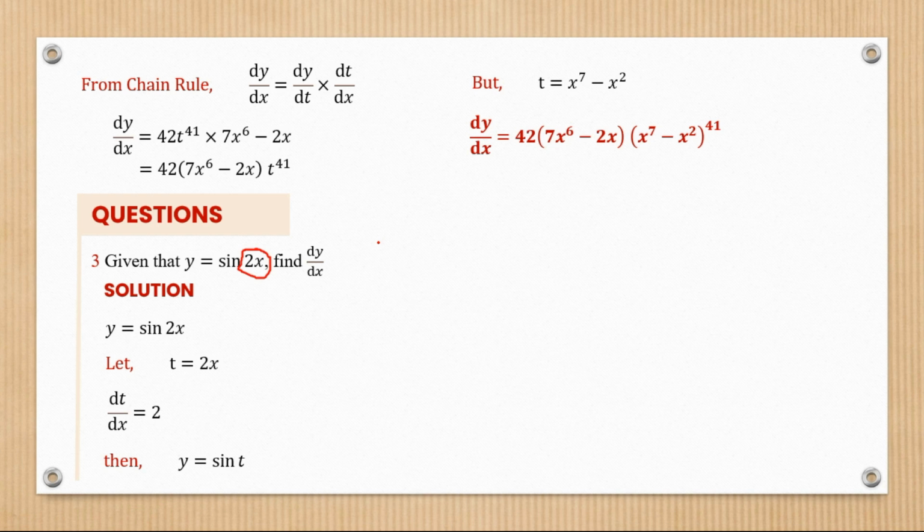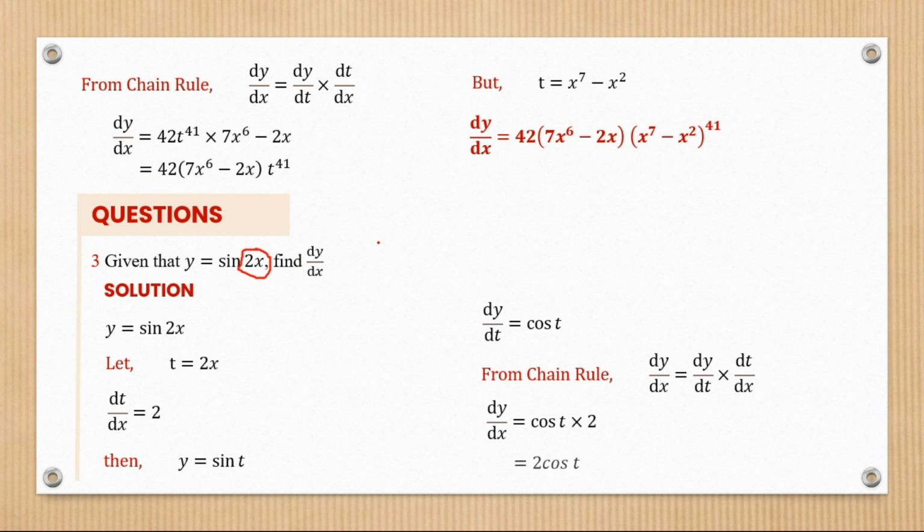Now when we differentiate, from derivatives of trigonometry, we know that the derivative of sine is cos. So dy/dt shall be equal to cos t. From the chain rule, dy/dx shall be equal to dy/dt times dt/dx. So now we have cos t times 2. So the answer shall be equal to 2 cos t. But we remember that t is representing 2x. So that means dy/dx shall be equal to 2 cos 2x.